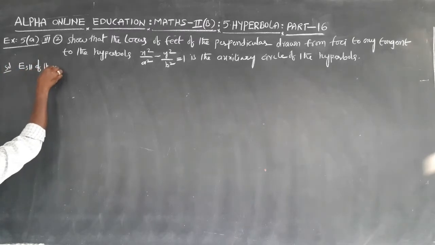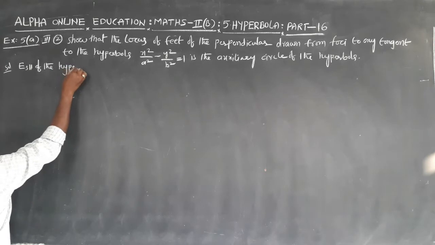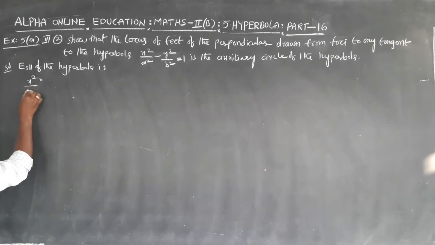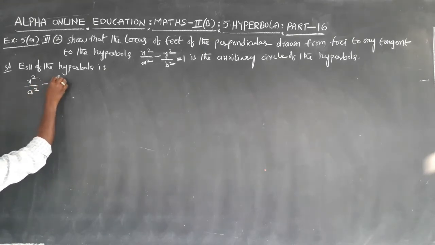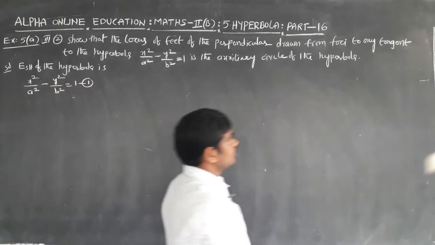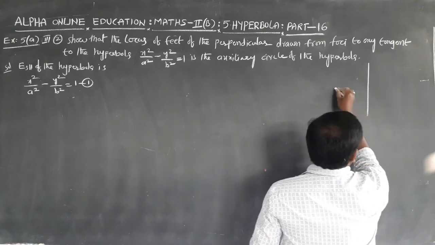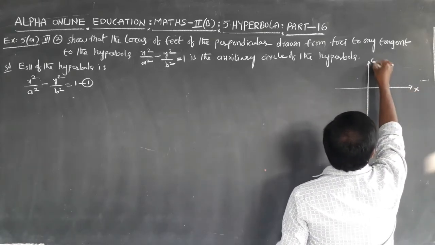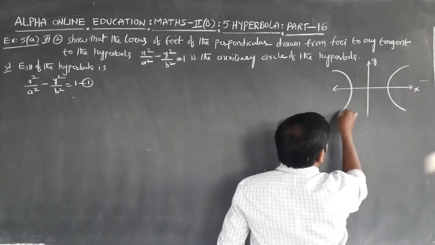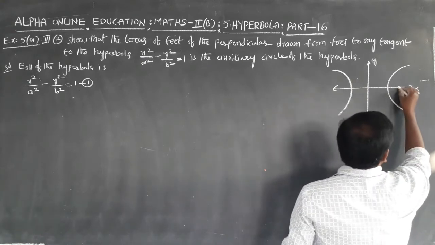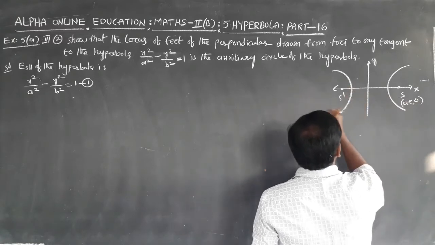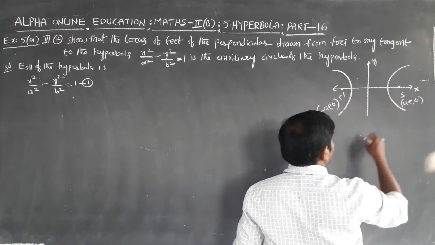Here, the equation of the hyperbola is x square by a square minus y square by b square is equal to 1. This is the diagram of the hyperbola. This is the focus S (ae, 0), and this is the focus S dash (minus ae, 0).